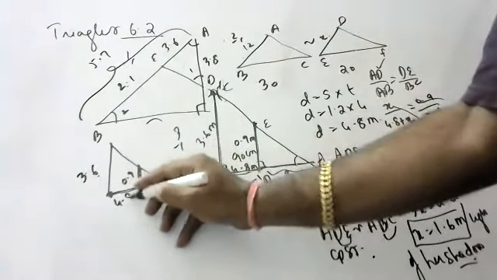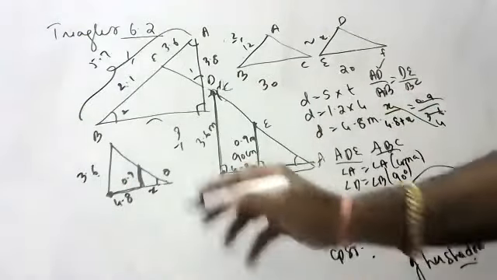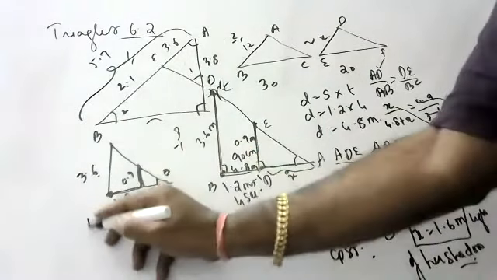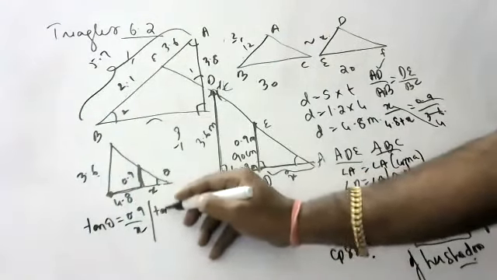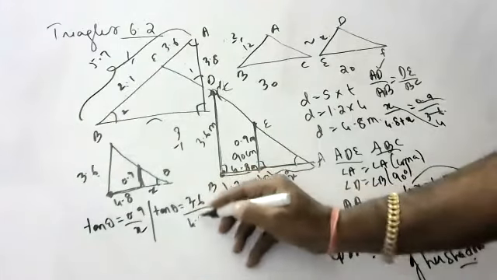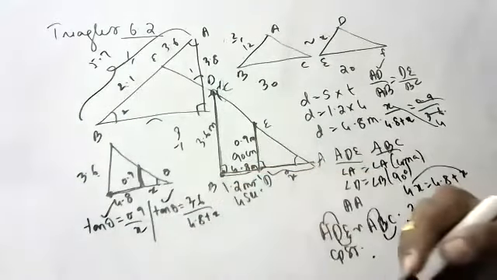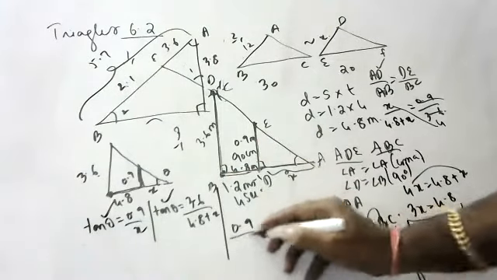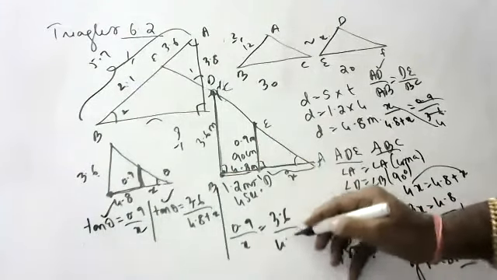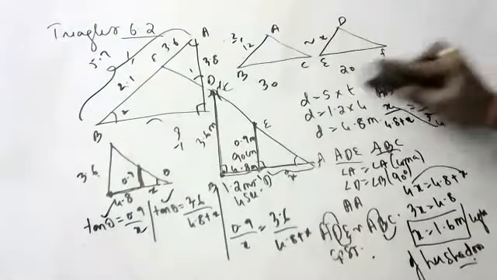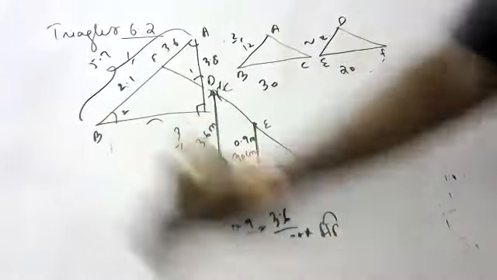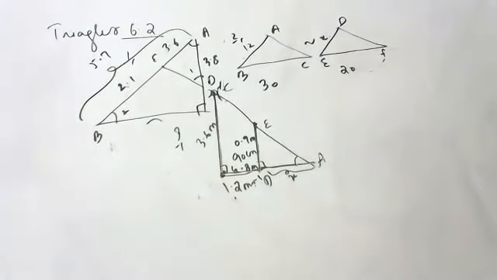Okay, children. How to do it by the trigonometry method? Tan theta for the small triangle is 0.9 by x. Tan theta for the big triangle is 3.6 by 4.8 plus x. Both tan theta are equal, so 0.9 by x is equal to 3.6 by 4.8 plus x. Solve it, you will get the same answer. This is by the trigonometry method. Is it okay, children? Yes, sir. Okay, one more sum. This is a good summary, in fact.